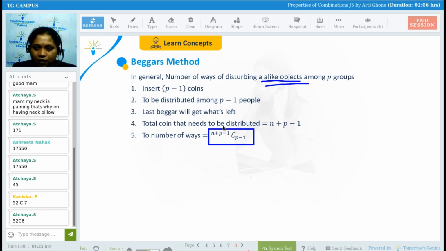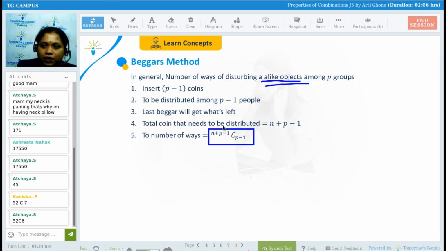can be done in number of ways equal to n plus p minus 1 c p minus 1. Write down that formula, n plus p minus 1 c p minus 1, and the method is known as the beggars method. Clear?